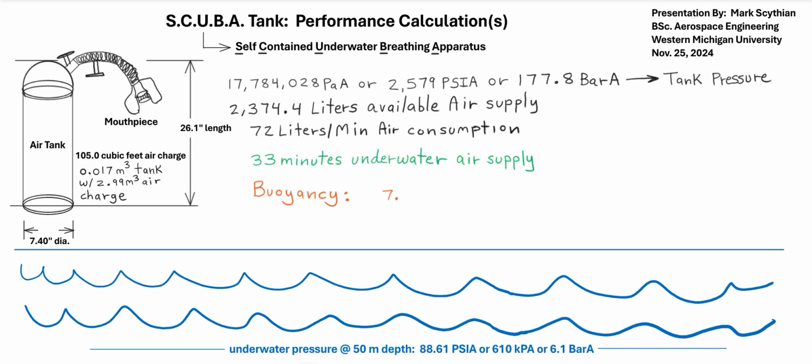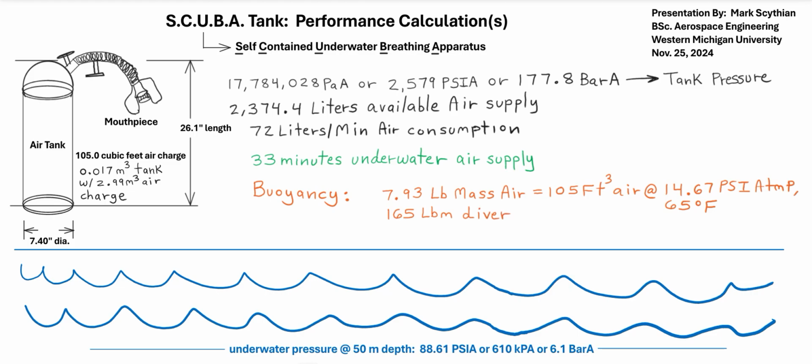Next, we have to take the buoyancy force consideration because we want practical control authority through the water as a function of submerging and diving or depth. So we have to take the 7.3 pounds of mass of air compressed in the tank, and that is the weight of the air at 14.67 psi atmospheric pressure at an air temperature of 65 degrees Fahrenheit.